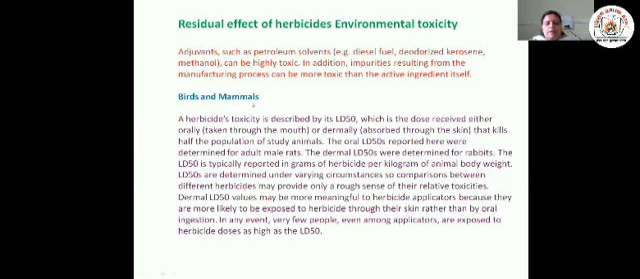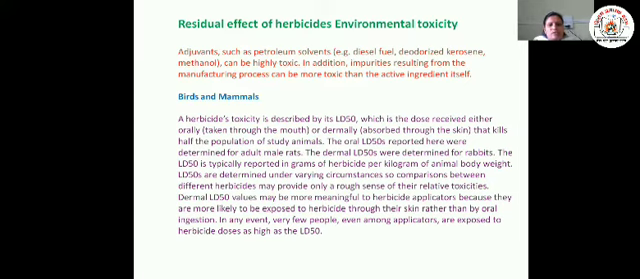This is the fate of herbicides: residual effect of herbicides and environmental toxicity. Adjuvants such as petroleum solvent, diesel fuel, kerosene, and methanol can be highly toxic. In addition, impurities resulting from the manufacturing processes can be more toxic than the active ingredient itself. See, the birds and the animals.